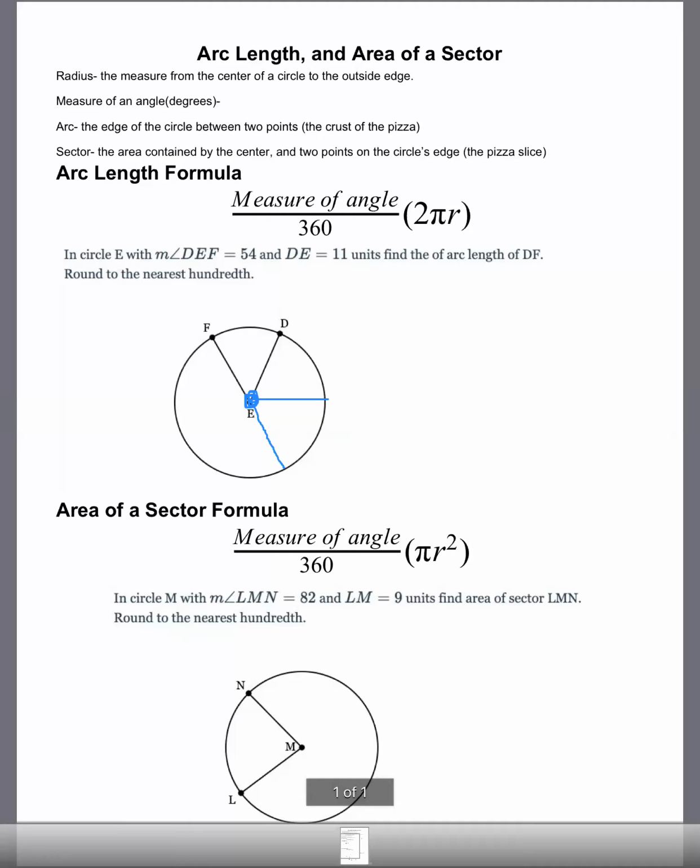Okay. All right. So then the measure, we normally write that like this. So it would be measure angle FED. And y'all should remember that from triangles. So the measure of angle FED would be this angle right here. And it would tell you how big it is. So that's the measure of the angle.